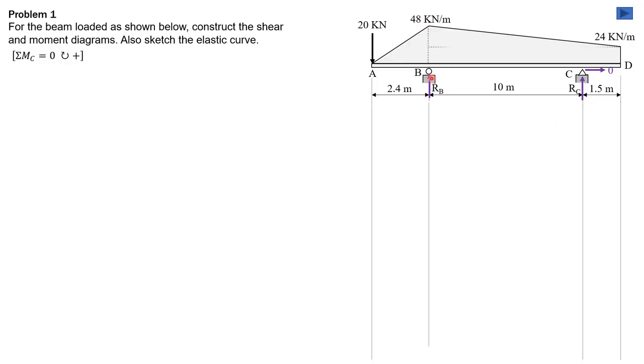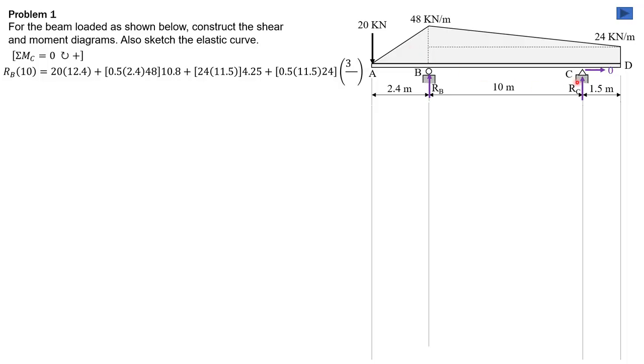But before that, let's divide this trapezoidal loading into rectangular loading and triangular loading so that we will have easier calculation for the moment arms. So summation moment about C equals 0, clockwise positive. So we have RB times 10 minus 20 times 12.4 minus 0.5 of 2.4 times 48 times 10.8. 10.8 is 10 plus 1/3 of 2.4, so 0.8, so 10.8.